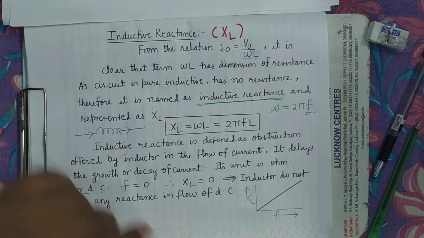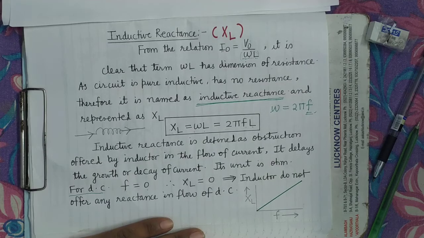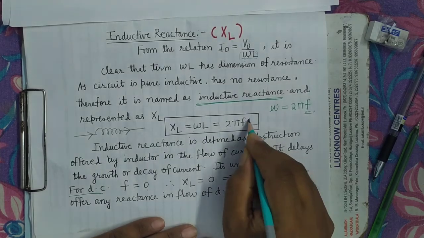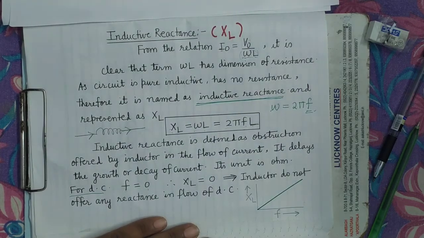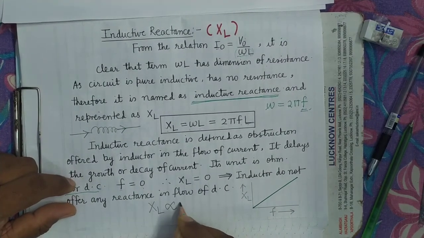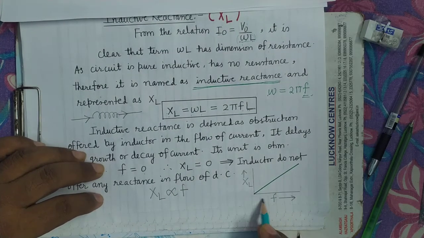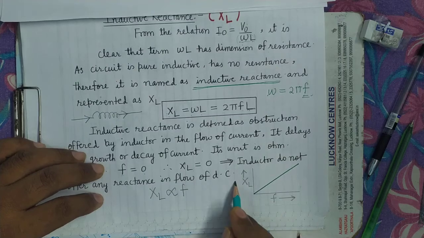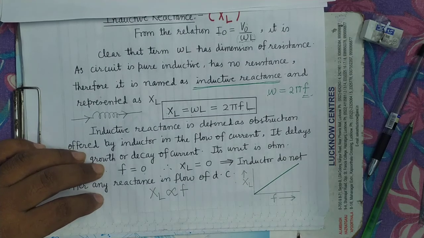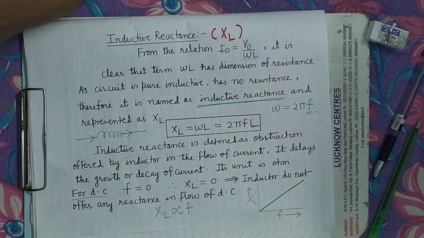It's clear. If we draw the graph of XL versus f for a given inductor, given inductor meaning one for which the value of L is fixed, then we will find that XL is directly proportional to f. Means the more the frequency, the more will be the reactance, the more will be the obstruction. At higher frequency, obstruction will be more. At lower frequency, obstruction will be less. It's clear.